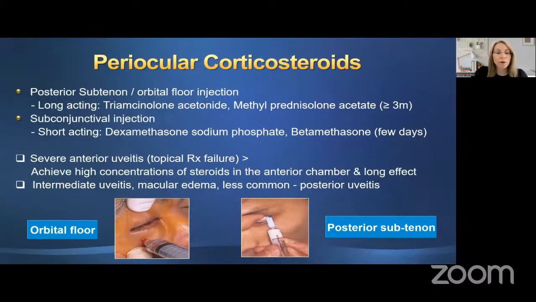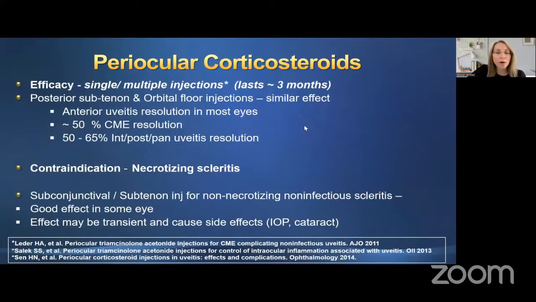These treatments may be offered in cases of severe anterior uveitis if there is failure of topical treatment, as periocular corticosteroids achieve high concentrations of steroids in the anterior chamber and have a longer effect as compared to topical treatment. In addition, in cases of intermediate uveitis, macular edema, or less common posterior uveitis, we may offer the patients posterior subtenon or orbital floor injections, and actually both have similar effect. The treatment is very effective for cases of anterior uveitis, however, it is less effective for macular edema and for posterior segment uveitis.